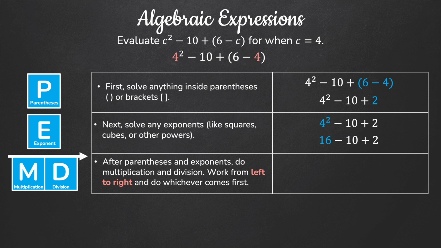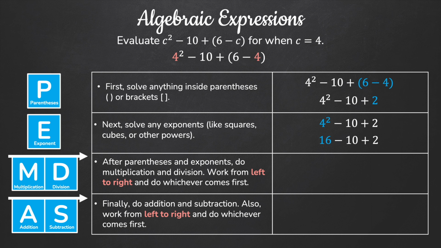Next, in our acronym PEMDAS, we have M and D for multiplication and division. And whenever we have multiplication and division, we're going to do whatever comes first from left to right. In this case, we don't have either multiplication or division, so we're going to move on to addition and subtraction. Same thing as multiplication and division, we do whatever comes first from left to right. In this case, subtraction comes first. So 16 minus 10 is equal to 6, and 6 plus 2 is equal to 8. So our final answer is 8.